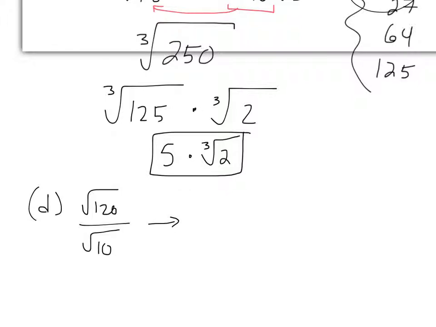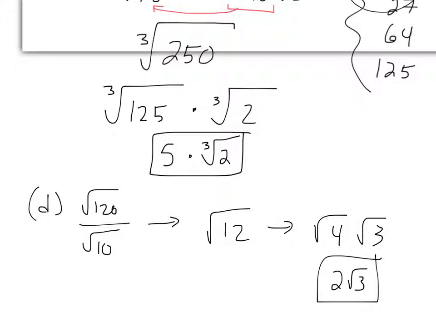What approach should we take here? What approach should we take for this kind of a problem, guys? What do you got, Luca? Yeah, so simplify under the radical first. So what's 120 over 10? Okay, then break this down. Okay, make it a lot easier on yourself.